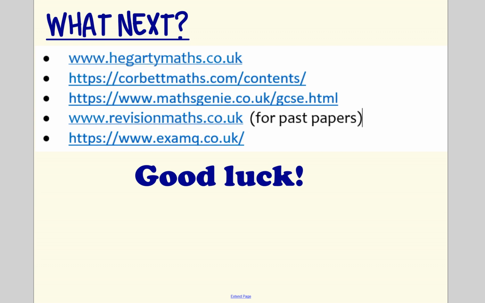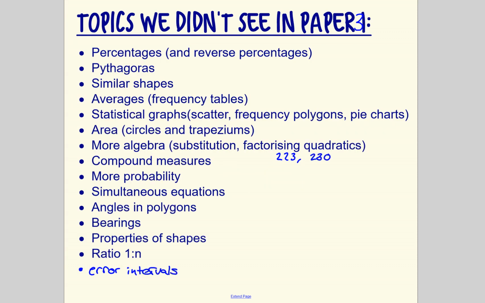Remember, you can also search for these topics on ExamQ. Maths Genie is also a good place to look at topics, but it's also a good place to look at exam questions. And Hegarty is going to be a good opportunity for some of the topics I mentioned earlier. In particular, things like factorizing quadratics, error intervals, ratio 1 to n. I think they would all be really good things to look up. 2D and 3D shapes is also a pretty good shout if you're not sure about the names of some of those shapes. But I'm going to leave it there.